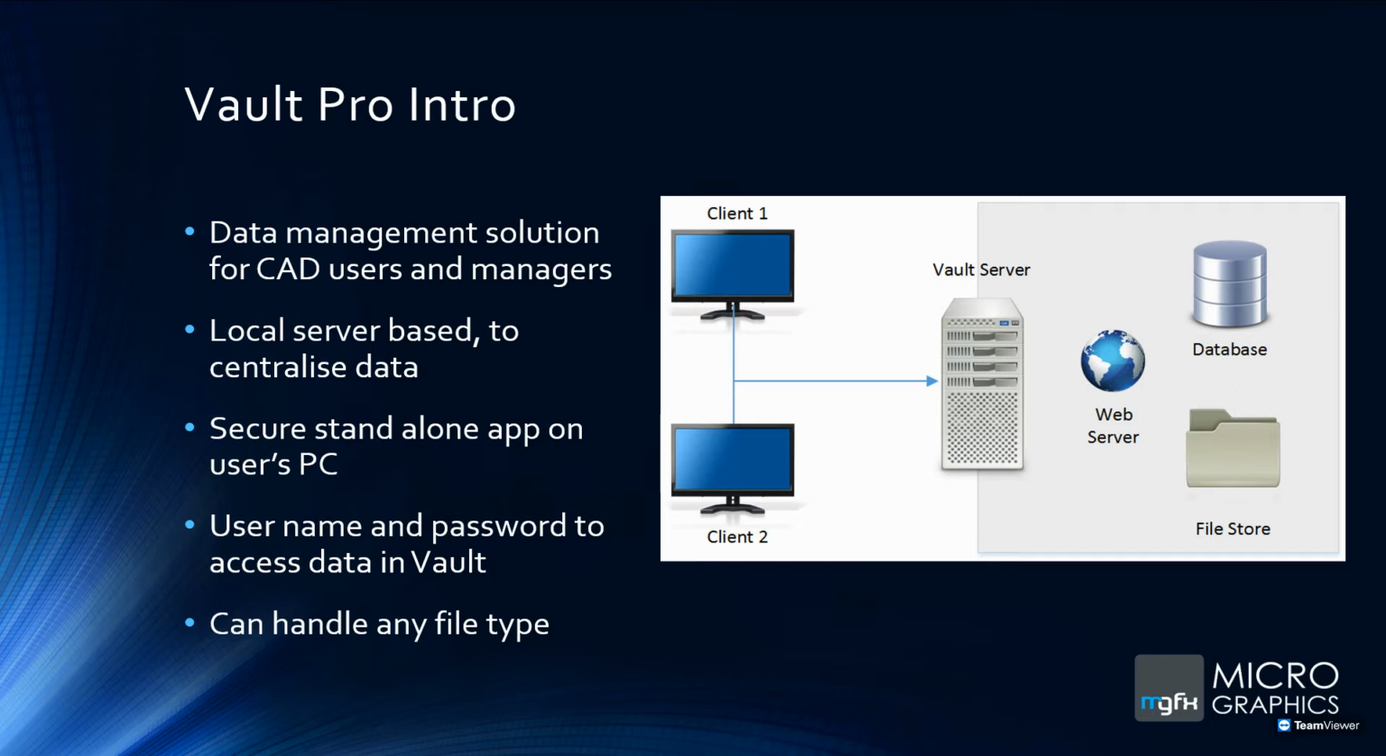So this Vault, you have your clients connecting to it. Those clients need to use a secure standalone app, which the user enters in their username and password to gain access to, and they can then have that port through to the Vault server where they can then access data. So as I said, you need that username and password to access the data in Vault, and Vault can pretty much handle any file type. It is integrated with your design systems as well.